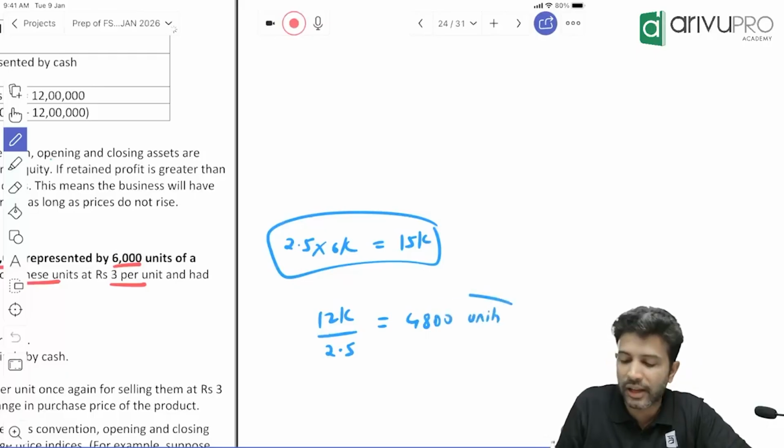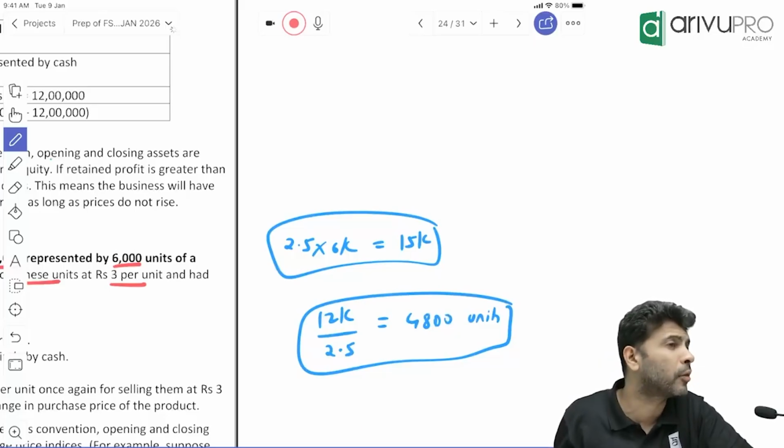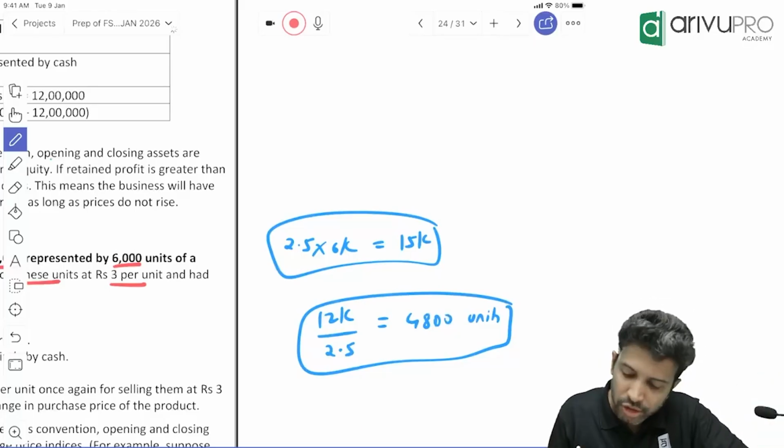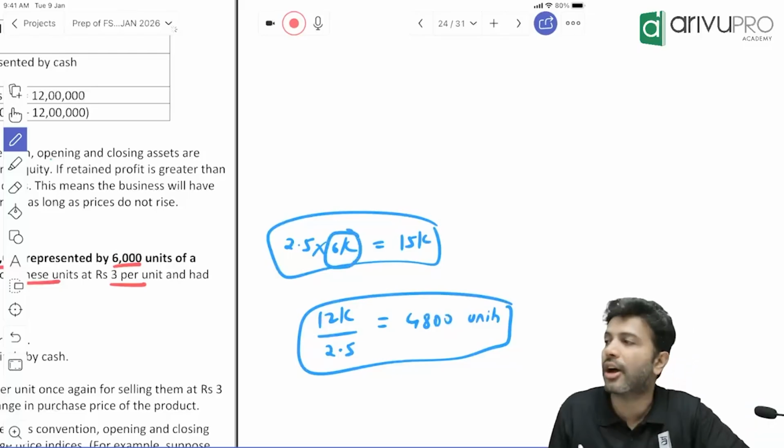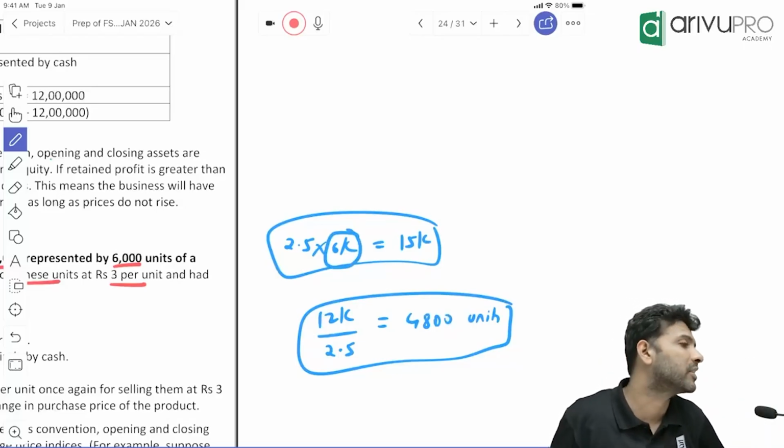4,800 units. Now you tell me, would you like to be in this position? No. Now you tell me, that means should we really withdraw all our profits or keep some? Keep some, so that at least we will be able to purchase how many units in future? 6,000 units. That's what the current cost method says.